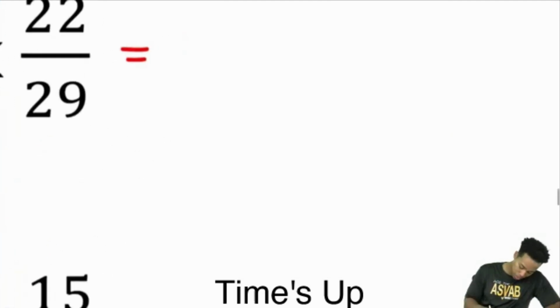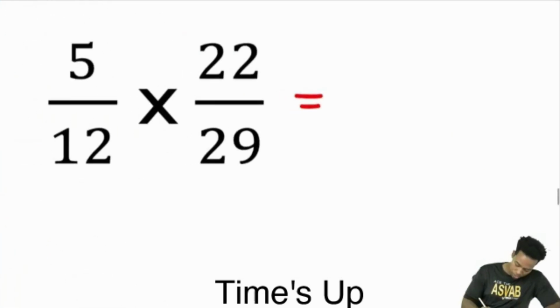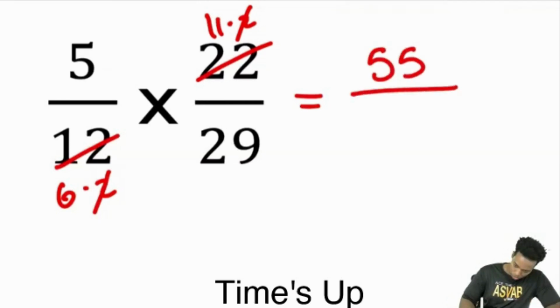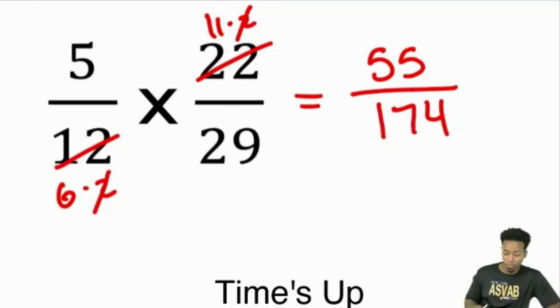So here with this first one, the way I see it, that's 11 and 2. And then from there, that's pretty much it. And 6 times 29, 6 times 30 is 180. So that's going to be 174. So you should have 55 over 174 for the first one.